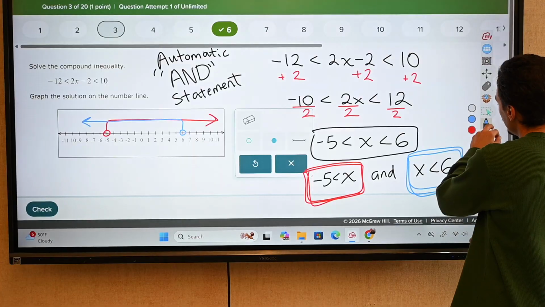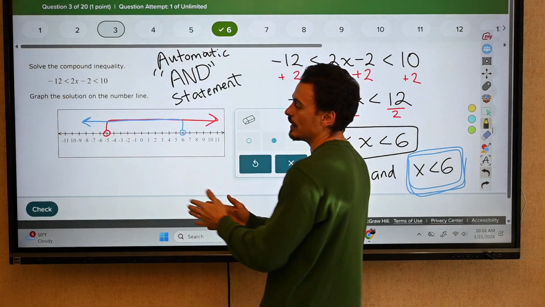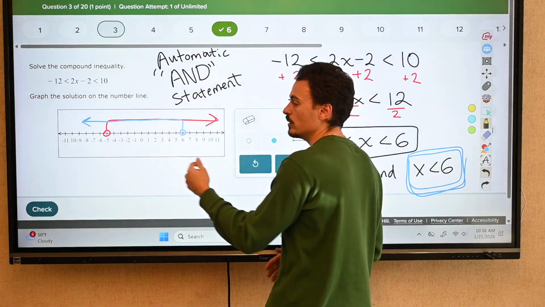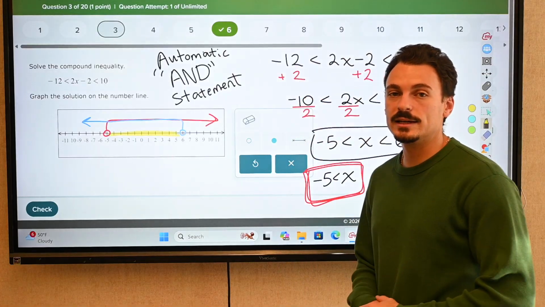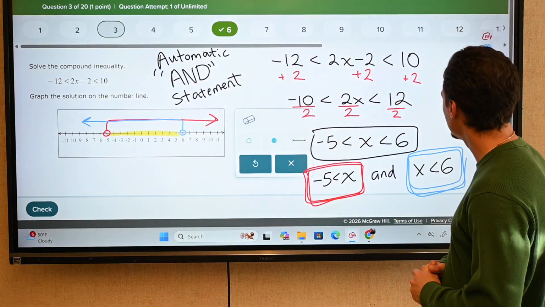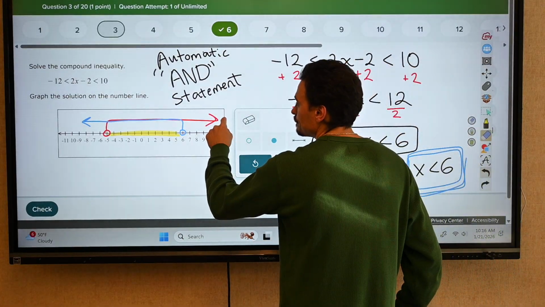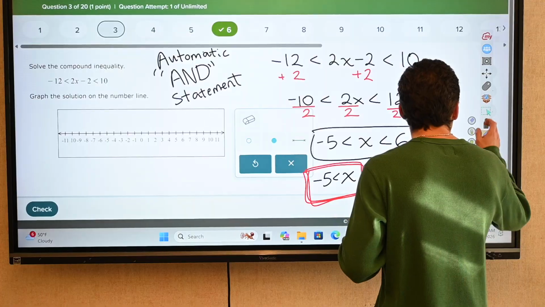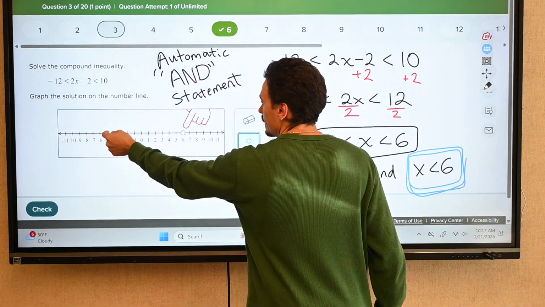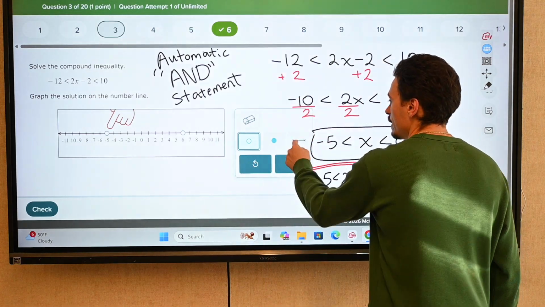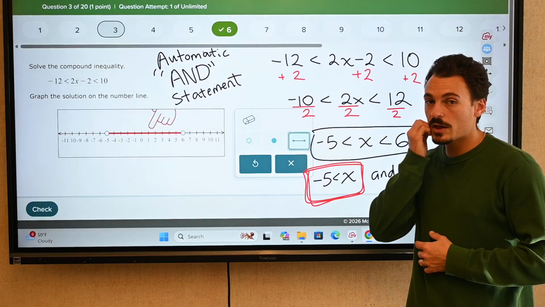Okay? So, since it's an and statement, you have to make sure that both the red and the blue happen at the same time. That's only in between negative 5 and 6. So how do I graph this then? Well, we know that it's open dots at 6 and negative 5. Okay, and then it's where they connect. So that's how you graph it on your computer.